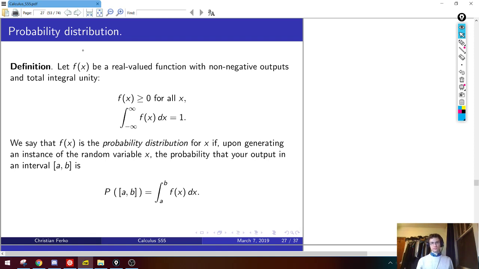Yeah. Probably because there's something here. And what must be true if it's a probability distribution?